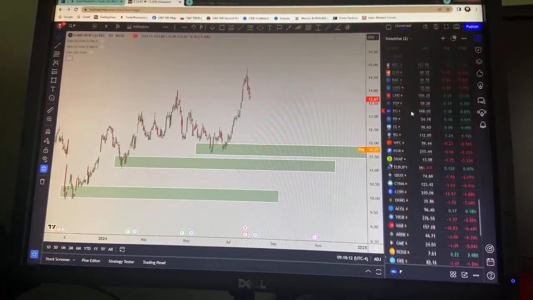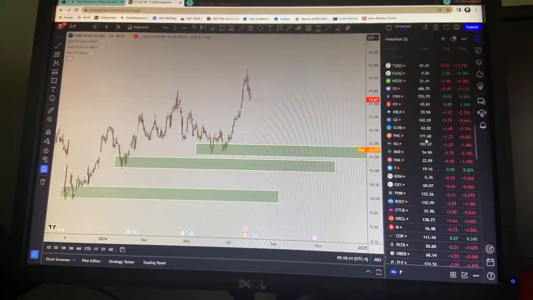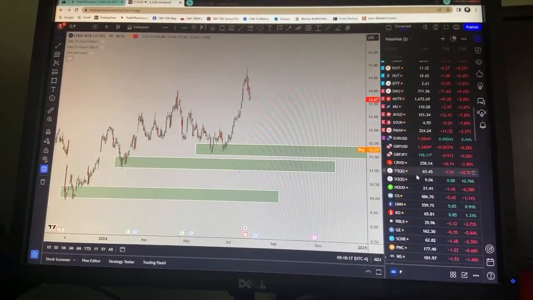Okay, QCOM, I have QCOM already mapped out. Let me just see. This was just a quick little request. I want to see what's happening here.